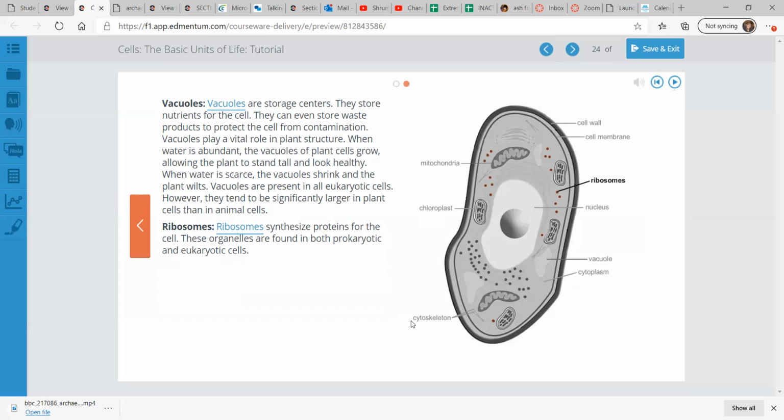Ribosomes are a little useful organelles that synthesize proteins. Synthesize means they take a bunch of things, mix them together to create something. So proteins for the cell, these organelles are found in both prokaryotic and eukaryotic cells. So anytime you run across this word, that means it mixes things together to create something useful. Synthesize.